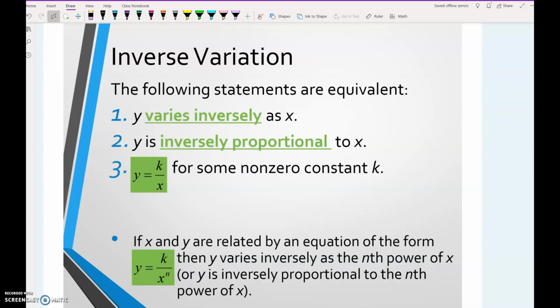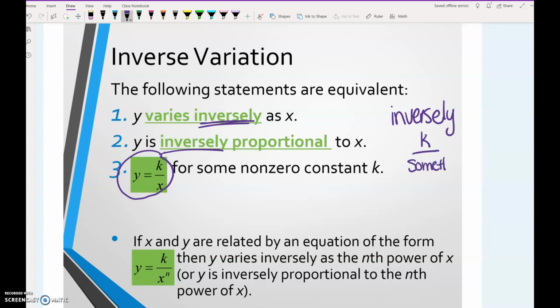Inverse variation. Y varies inversely as X. Y is inversely proportional to X. The equation looks like Y equals K divided by X. So what do you suppose inversely means? Directly means K times something. Inversely means K divided by something.